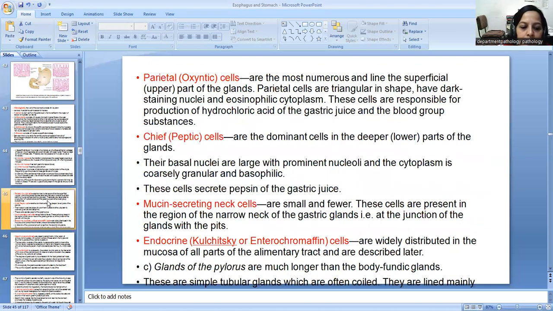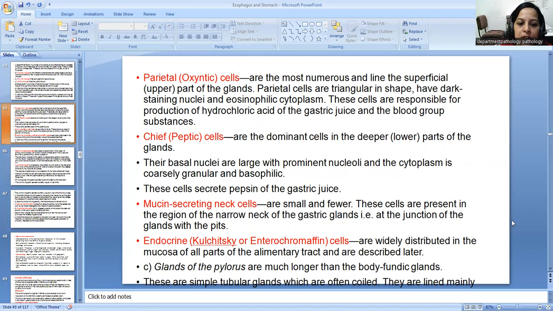So now we see the parietal or oxyntic cells. These are the most numerous and line the superficial or upper part of the glands. Parietal cells are triangular in shape, have dark staining nuclei and eosinophilic cytoplasm. These cells are responsible for the production of HCl, which is the acid of the gastric juice, and the blood group substances. Chief or peptic cells are the dominant cells in the deeper lower parts of the glands. Their basal nuclei are large with prominent nucleoli, and the cytoplasm is coarsely granular and vesicular. These cells secrete pepsin of the gastric juice.